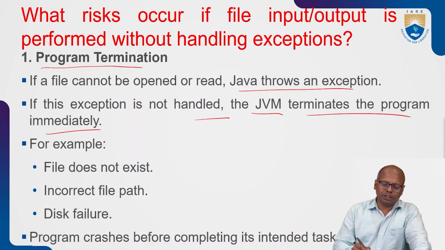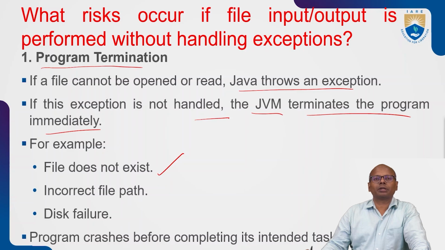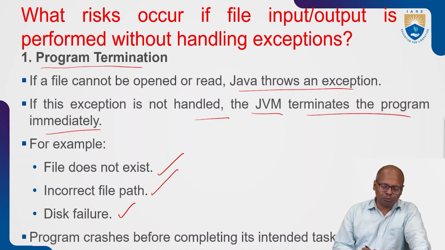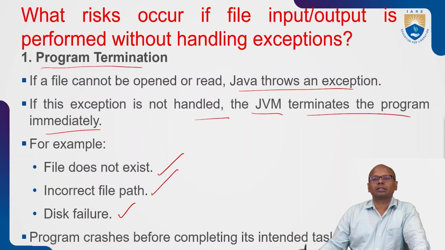The file doesn't exist, so this kind of problem can be there. And even if the file exists, if I by mistake give a wrong file path, it will also fail. And disk failure: suppose the disk is corrupted, even though I gave the correct file path, I cannot do the reading or writing into the files. So the program crashes before completing the intended task. I am trying to perform a sequence of operations, but in between I want to read a file or write into a file. If that file doesn't exist, the remaining code will not be executed because the JVM terminates the program.